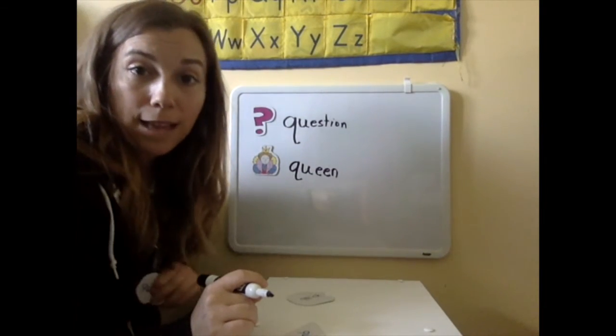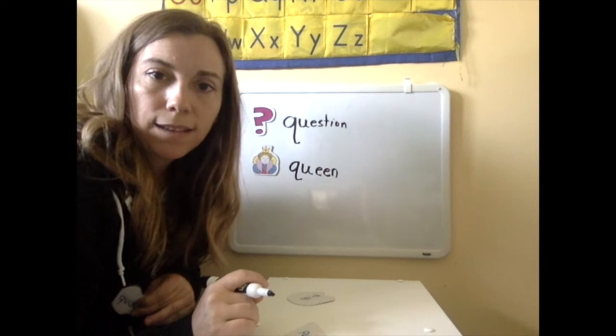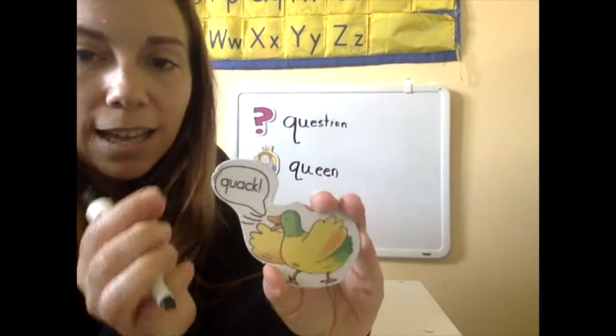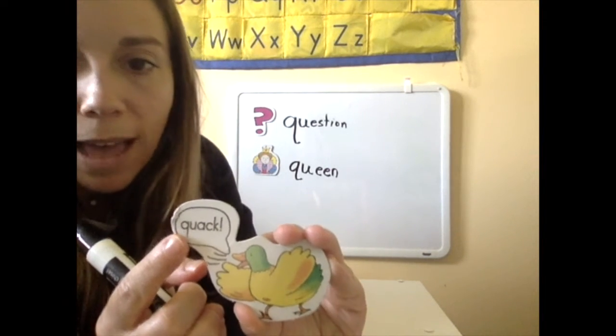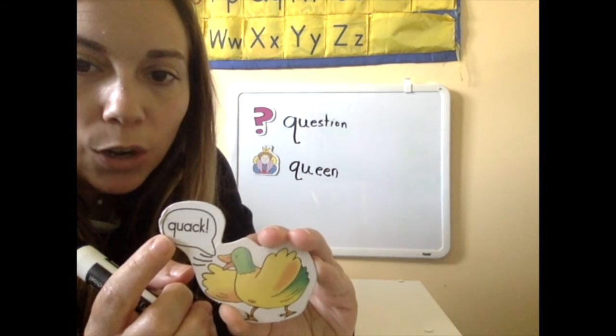Now, this is something that a duck says. What does a duck say? Quack, quack, quack. So here, look, you can see there's the letter Q and his best friend U. Q, U in quack, quack, quack.